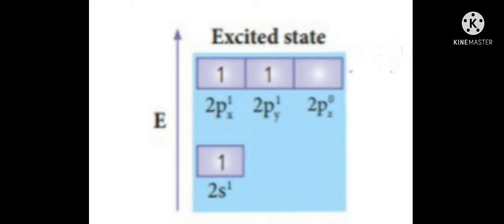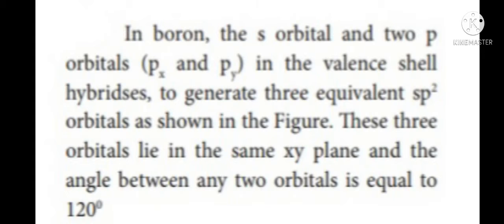In order to form three covalent bonds, three unpaired electrons are required. In order to get three unpaired electrons, one of the paired electrons from 2s orbital is promoted to 2py orbital. It is shown in the excited state of boron atom. Now 2s orbital with one electron, 2px orbital with one electron and 2py orbital with one electron. It is shown here.